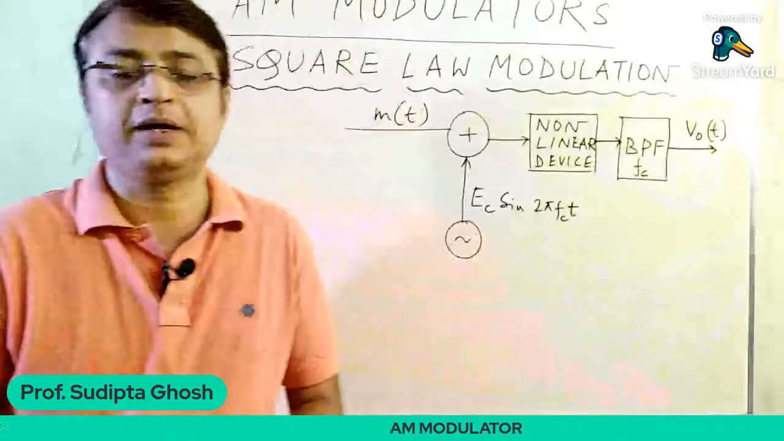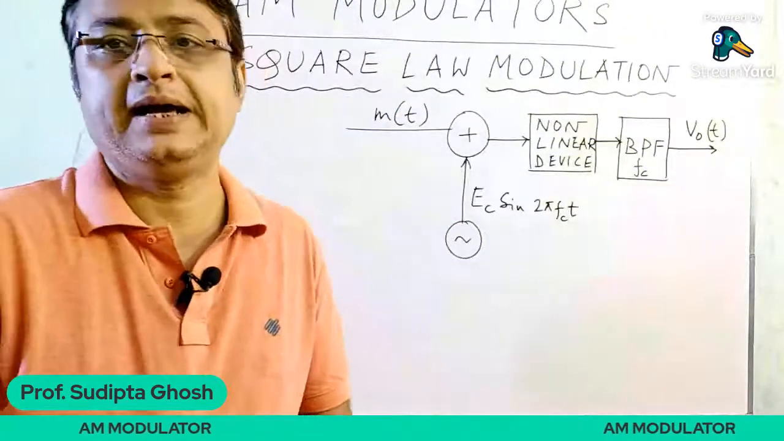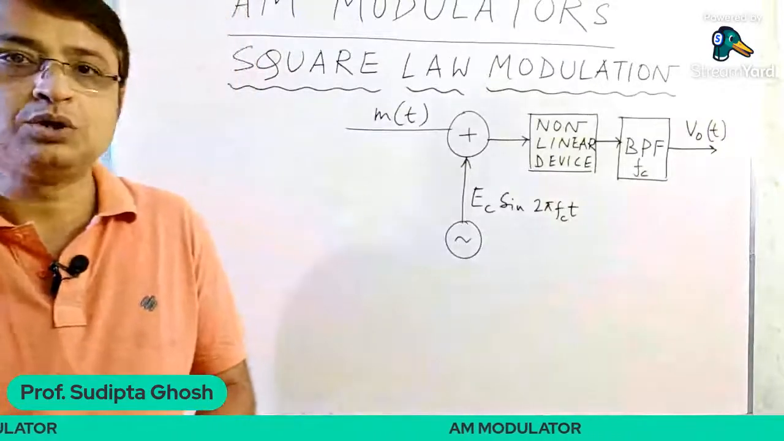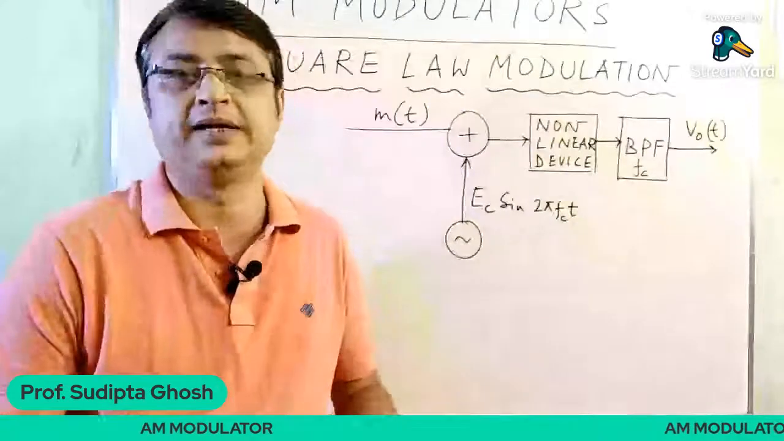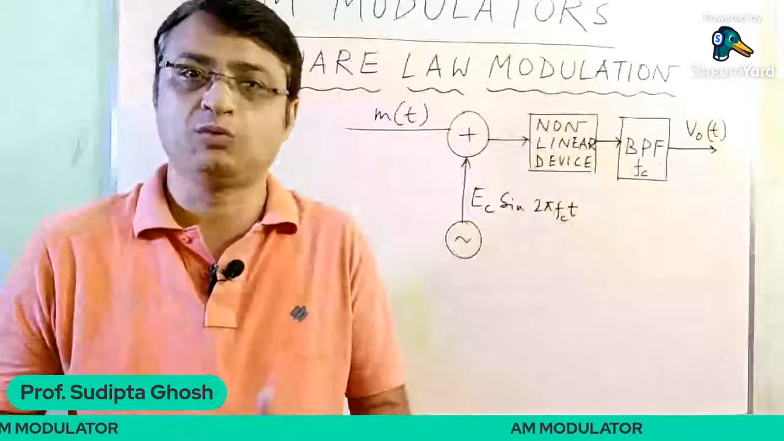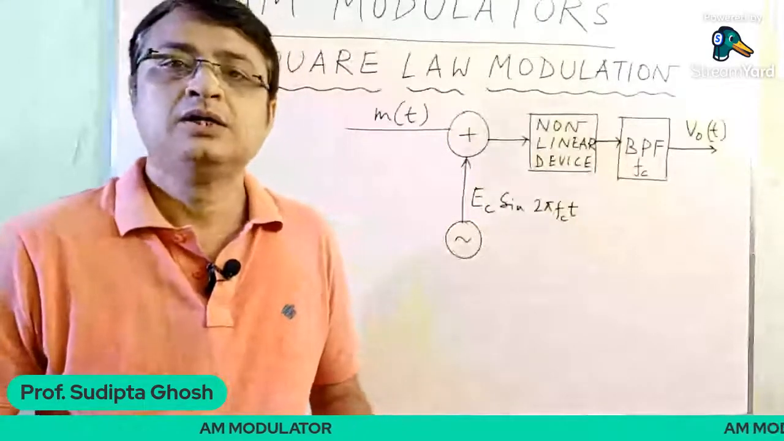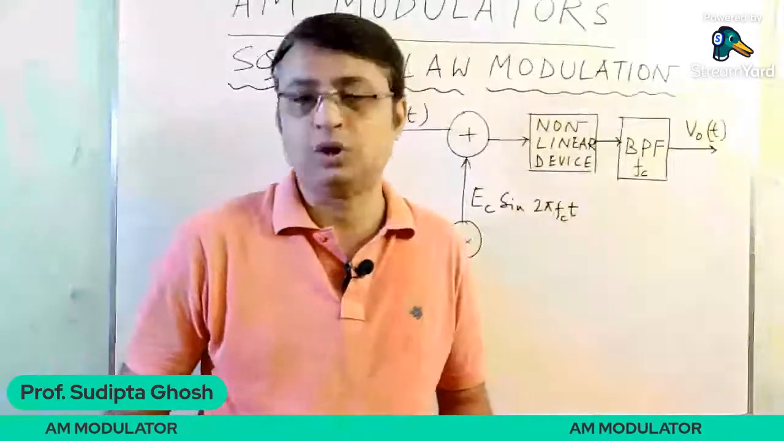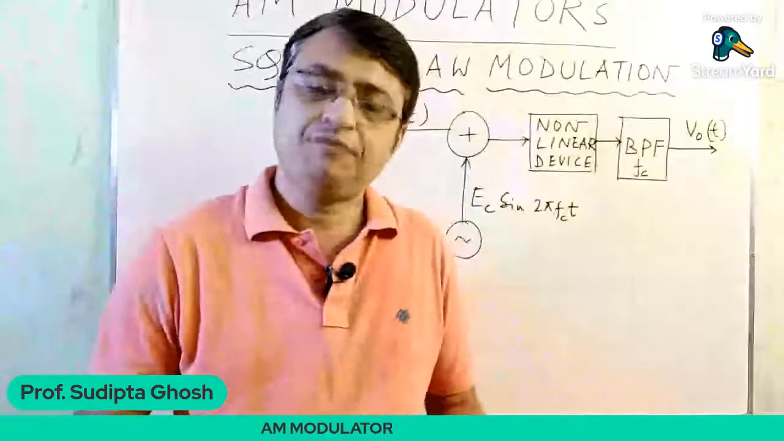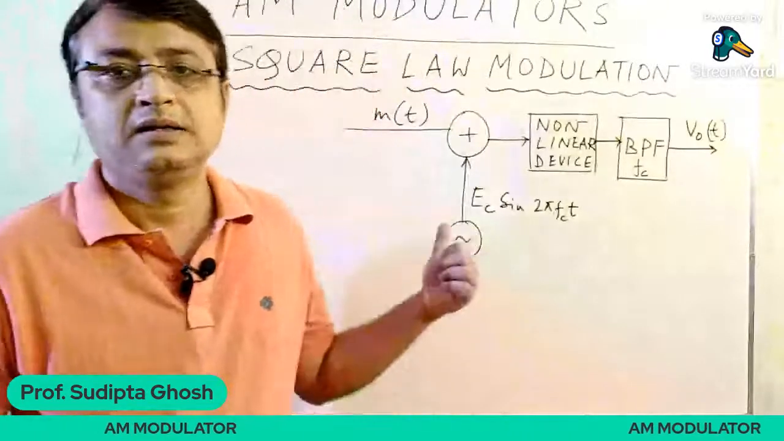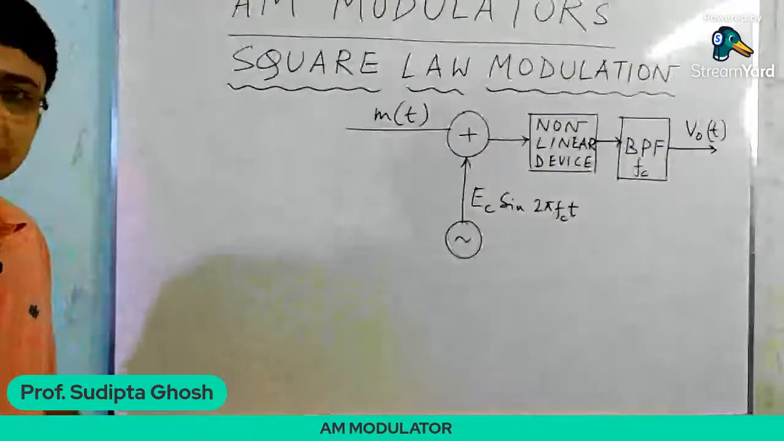And today's topic, as you can see, is amplitude modulators, AM modulators. Modulators means the circuits which are responsible for generating the amplitude modulated wave or the amplitude modulated signals. There are many types of AM modulator circuits, but we will discuss a few of them. The first circuit is the square law modulation.